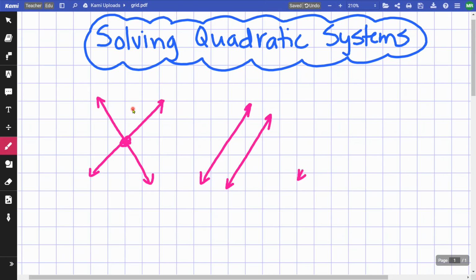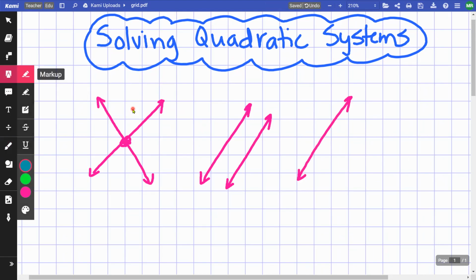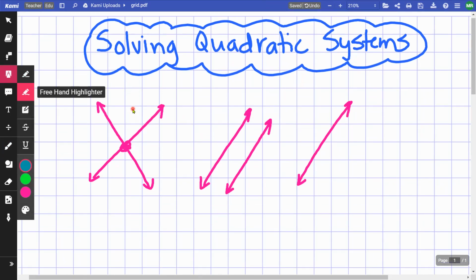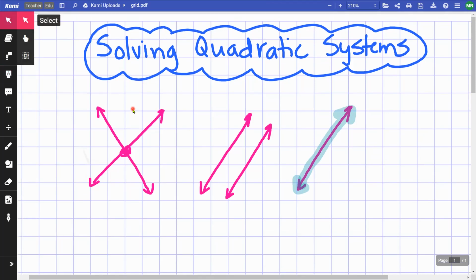We could have had two lines on top of each other, and those are called coinciding lines, and every point on the line is a solution. Those are kind of like our three situations with lines, okay? We have three situations with parabolas and a line, okay?